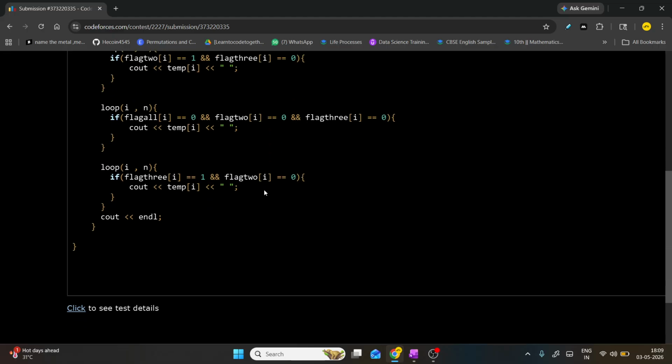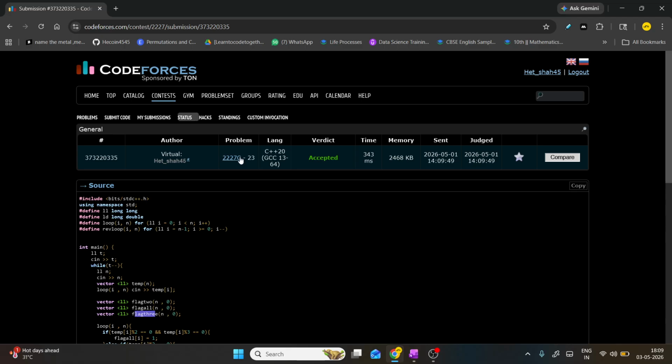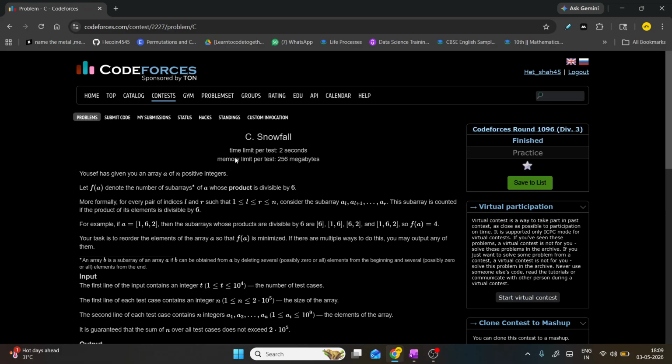After that, I add all those elements which are divisible by neither 2 nor 3. And at last, we added those elements which are only divisible by 3 and not divisible by 2. So in this way, we are able to form the array which minimizes f of a. So this was question 3 of Div 3, Codeforces Round 1096.